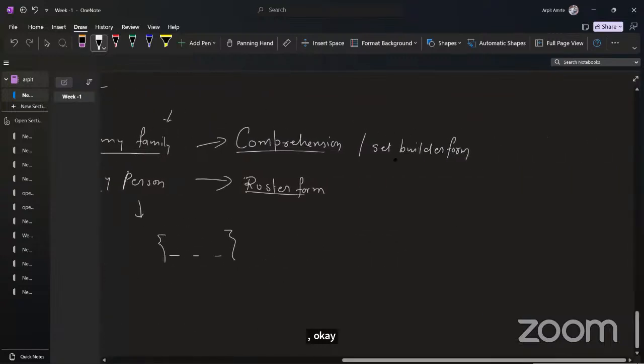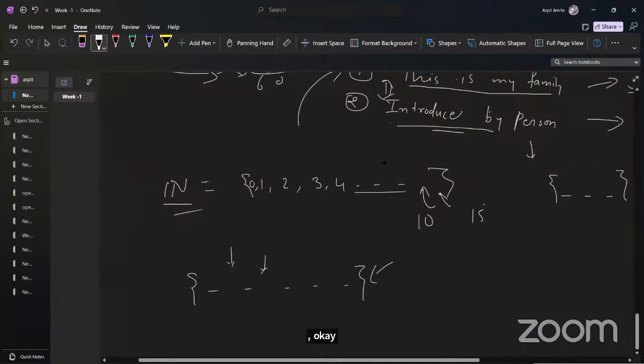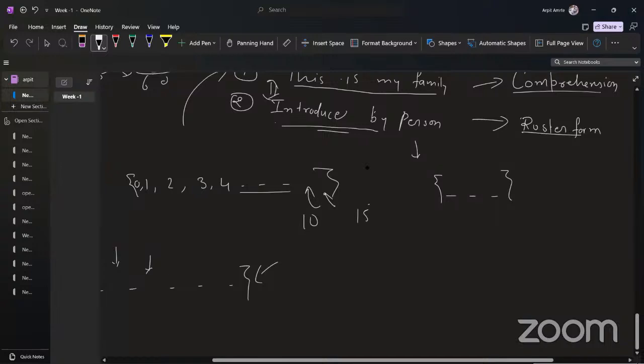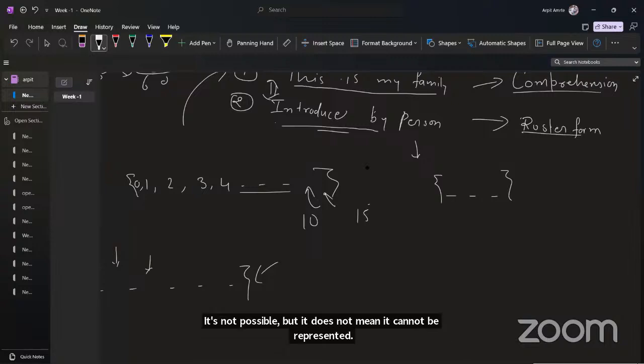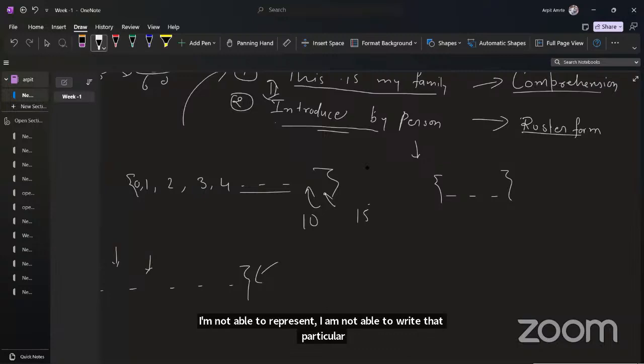Similarly, from the comprehension form as well, if I ask you about the natural numbers, I cannot represent them in roster form because there are infinitely many elements. How will I write them person by person? It's not possible, but it does not mean it cannot be represented. I am not able to write it in roster form, but it does not mean that it cannot be written.